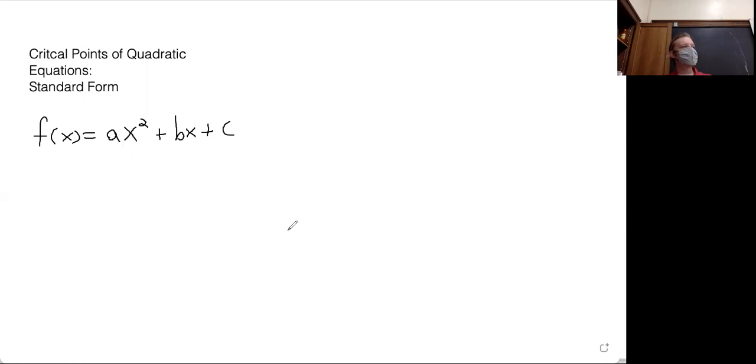The biggest difference is the things that we have to calculate will be different. When we were in vertex form, we were able to come up with the vertex without any calculations at all. In standard form, we will have to calculate our vertex. But the trade-off is we won't have to calculate our y-intercept. And we'll talk more about that in a moment. But we are still going to be finding the same things.